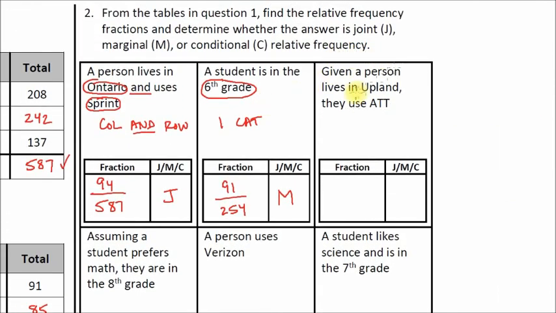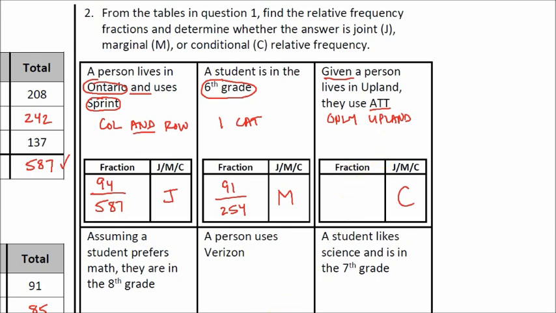Next one, given a person lives in Upland, they use AT&T. Well, this word given is the important word, and it tells us it's going to be a conditional probability. And the way this works, well, conditional relative frequency as well. Let's talk about relative frequency here because we're not really doing probability. Given a person lives in Upland, that means I'm only going to look at Upland, only Upland. And then in the Upland category, we're looking for AT&T.